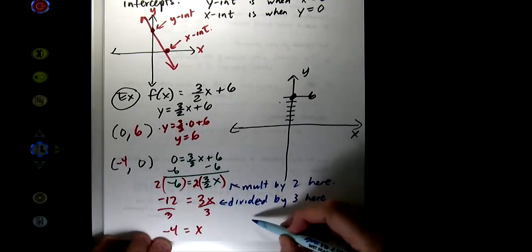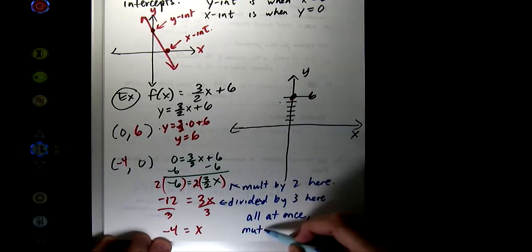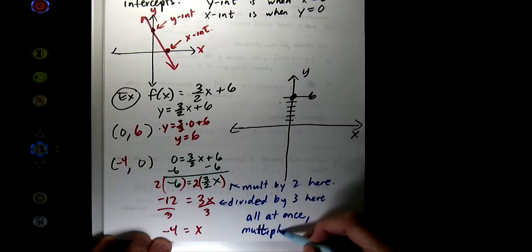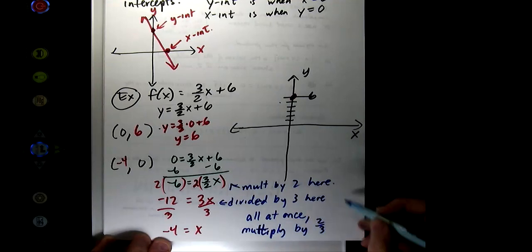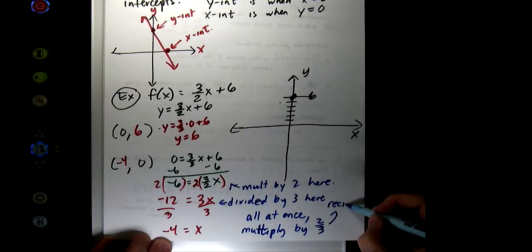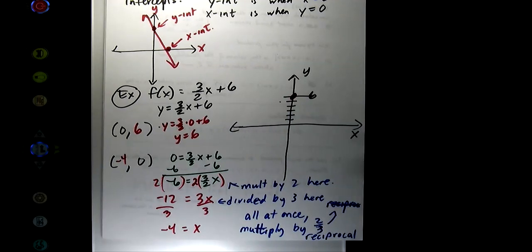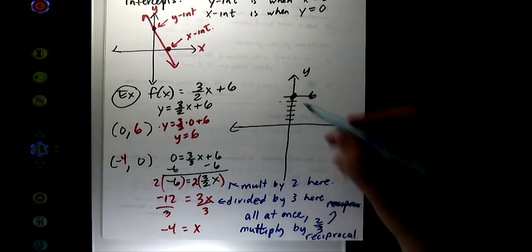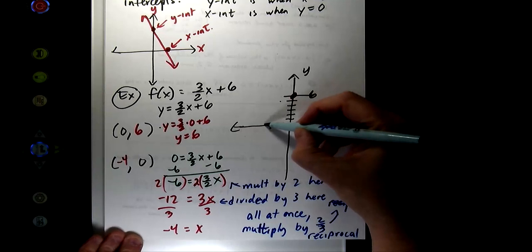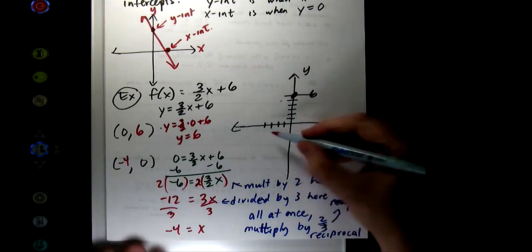If we do them all at once, multiply by 2 over 3, which is the reciprocal of what was there. Either way, we found our point. If you'd like to do them one at a time, like Luis went with, it very much works.